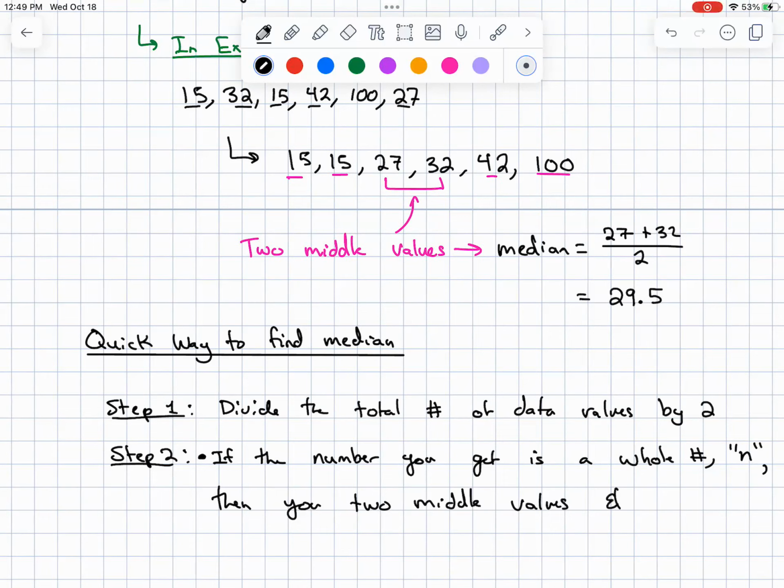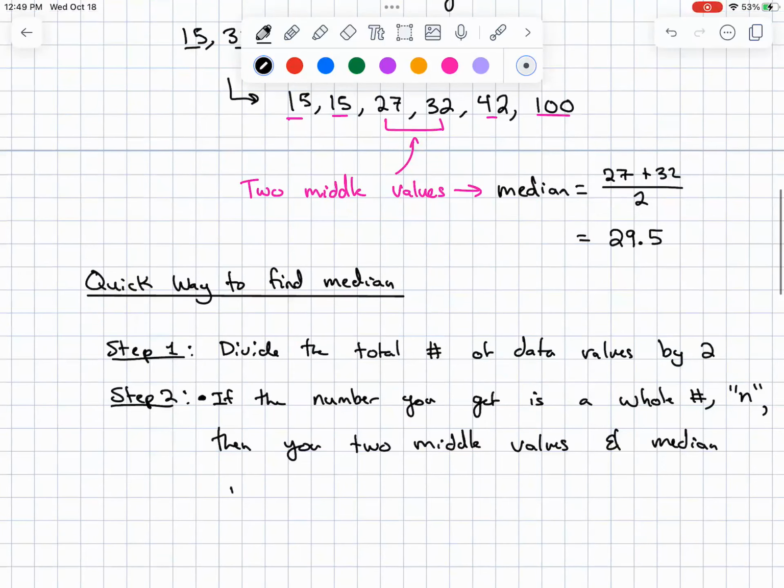And the median will come from the nth and n plus 1th data value. The nth and n plus 1th. And so we can see that here.